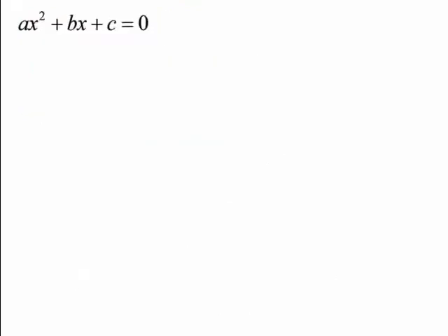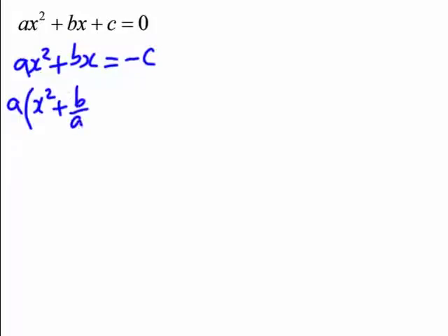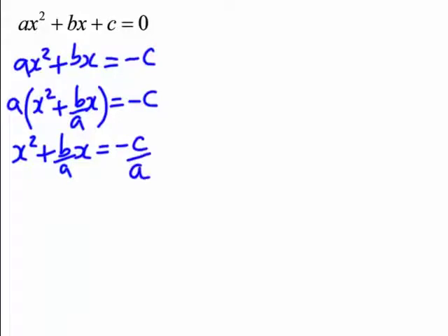Okay, so here we have ax squared plus bx plus c equals 0. The first thing we do is move the c across, and we have ax squared plus bx equals minus c. Then we try to isolate the x squared, so we need to adjust this coefficient. We divide both sides by a, and we get x squared plus b on a x equals minus c on a. Now we have to complete the square on the x squared plus b on a x.